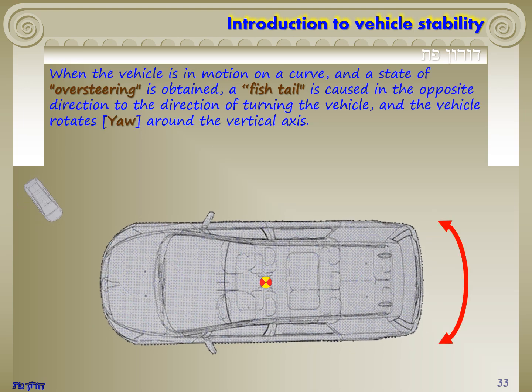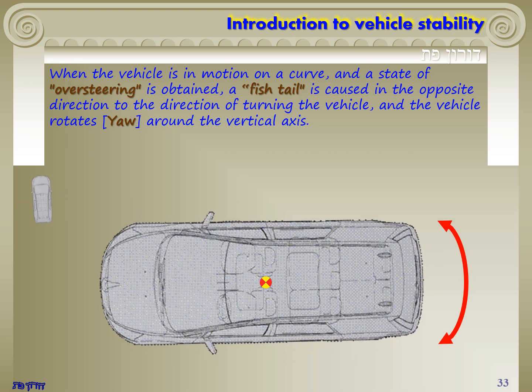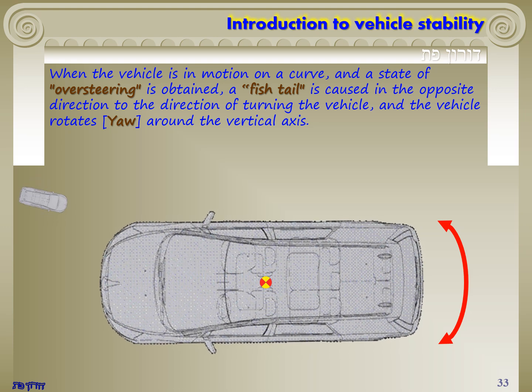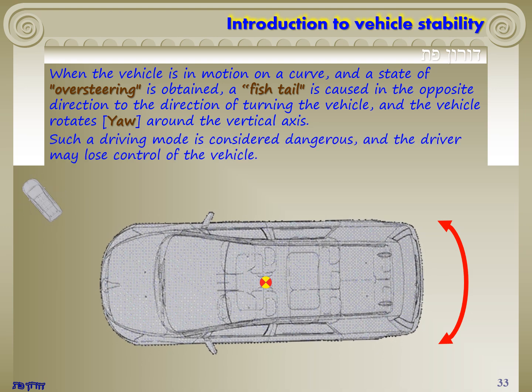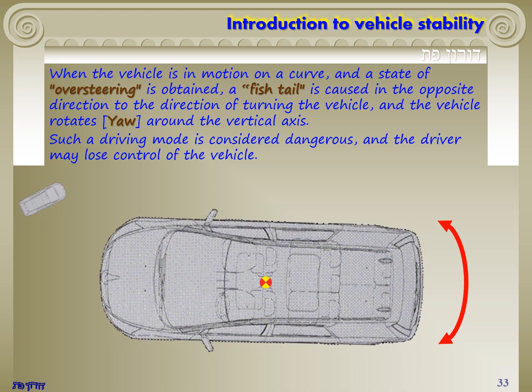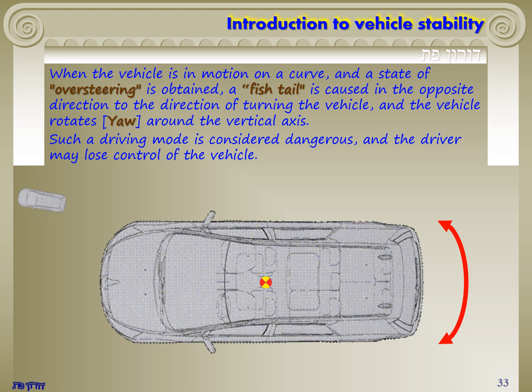When the vehicle is in motion on a curve, and a state of oversteering is obtained, a fishtail is caused in the opposite direction to the direction of turning the vehicle, and the vehicle rotates around the vertical axis. That means, the vehicle yaws. Such a driving mode is considered dangerous, and the driver may lose control of the vehicle.